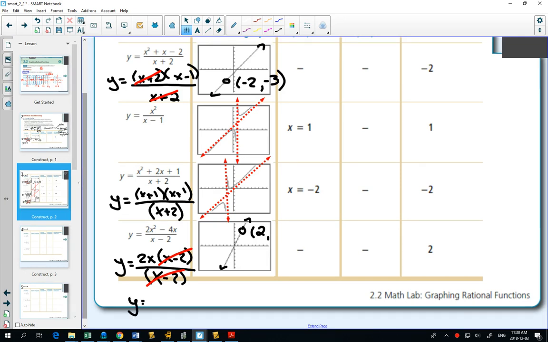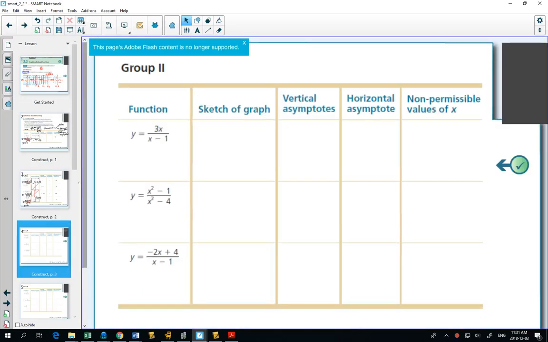To find out the y coordinate, you look at your new equation. The new equation, after it's simplified, is y equals 2x, which is a straight line. And your hole is going to be at 2, comma 4. That's type 1, parabolas divided by lines. Type 1 ends up being either holes in your graph or vertical and oblique asymptotes. And now you're ready to go to group 2 and graph those ones.